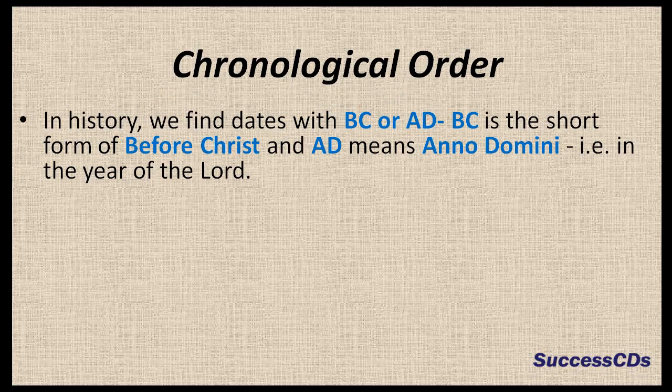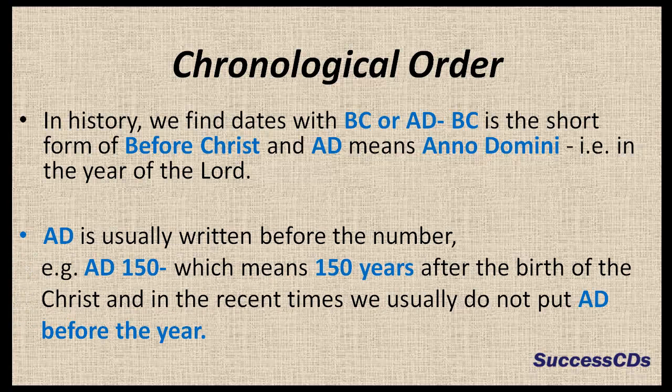In history, we find dates with BC or AD. BC is a short form of before Christ, and AD means Anno Domini, that is, in the year of the Lord. AD is usually written before the number. Example, AD 150, which means 150 years after the birth of the Christ. And in recent times, we usually do not put AD before the year.